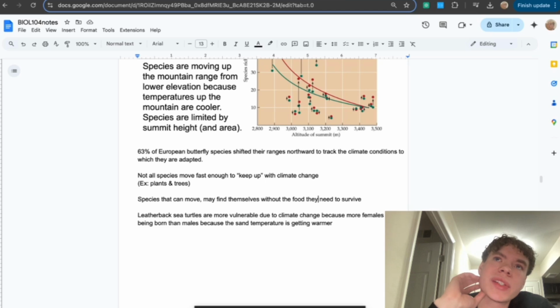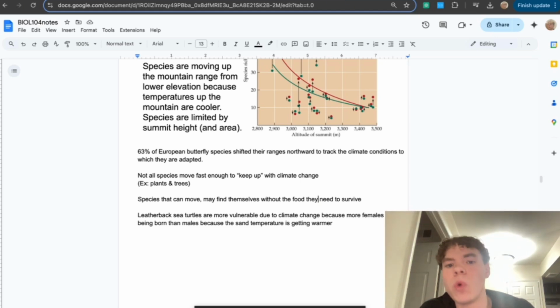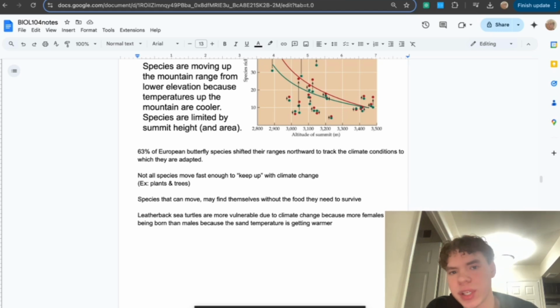Another thing is leatherback sea turtles. Sea turtles lay eggs on the beach, obviously, and the temperature of the sand determines whether the turtle is male or female. If the sand is warmer, that will create a female egg, versus if the sand is cooler, that will create a male egg. So if you have, say, a beach where the sand is constantly getting warmer and warmer, you're just going to have an increased number of female sea turtles. Either they're going to have to start laying eggs earlier in the cooler months, or there's just going to be a lot more females than males, and that definitely isn't good for a population reproduction-wise.